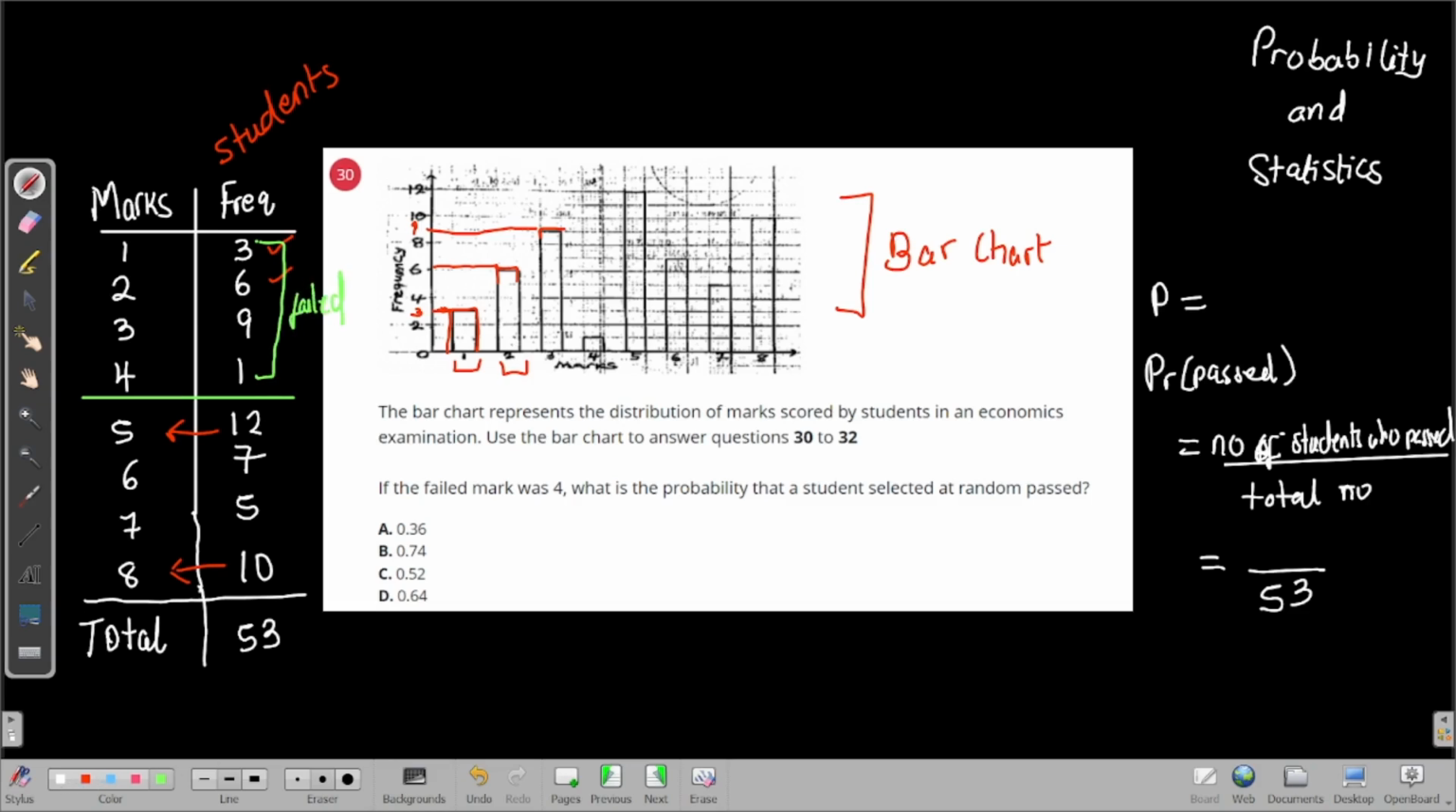So it means that the number of people that passed is what? 12 plus 7... That's 34. And that will give me 0.64. So that's option D.